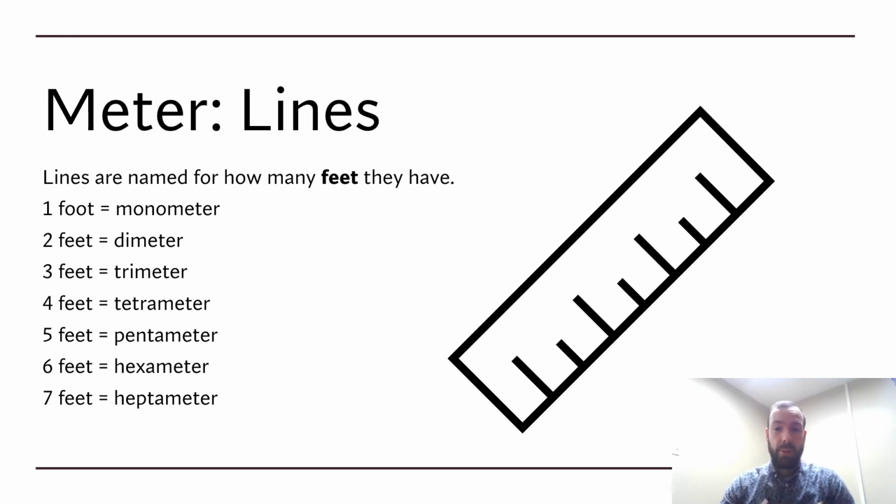So in metered poetry, lines are named for how many feet they have. So if a line of poetry only has 1 foot in it, we would call that monometer. If it's got 2 feet, that's called dimeter. 3 feet is called trimeter. 4 feet is tetrameter. 5 feet is pentameter. 6 feet is hexameter, and 7 feet is heptameter. You could get longer lines, but it's very rare to have lines longer than that because those are already really, really long lines of poetry. And you can't fit much more than that on a page.